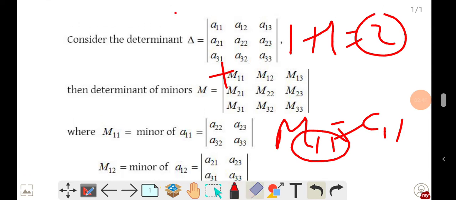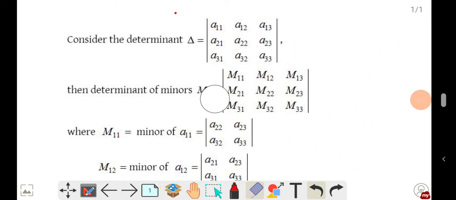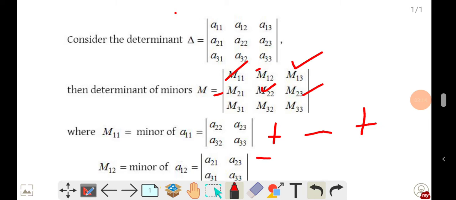But for a simple process, like a shortcut, what I'm telling you is: first find the minor. Then the first number, leave as it is. The second one, negate it. The third, leave as it is. The fourth, negate it. Start from positive, then positive, negative, positive, negative, positive, negative. This is the pattern. Let us see an example, because in mathematics, an example clarifies much better.